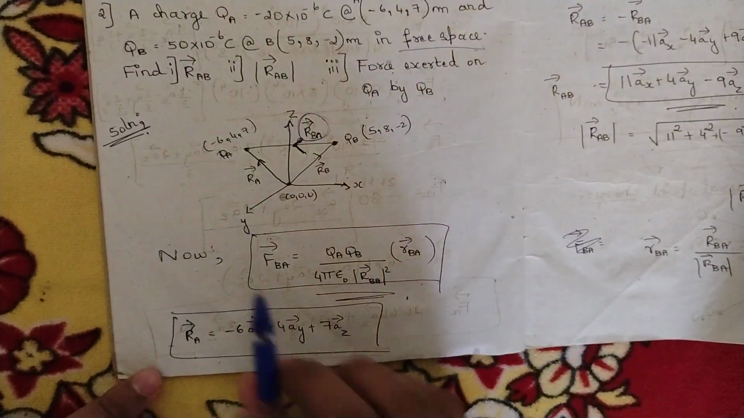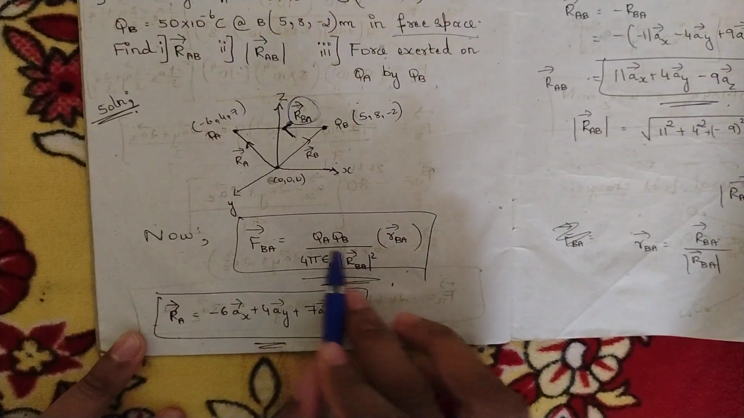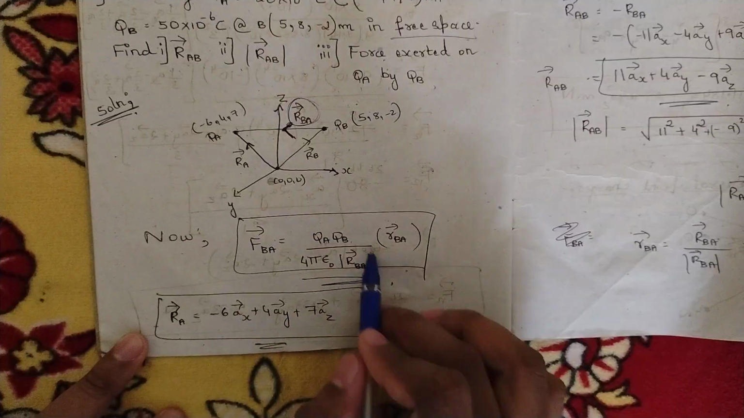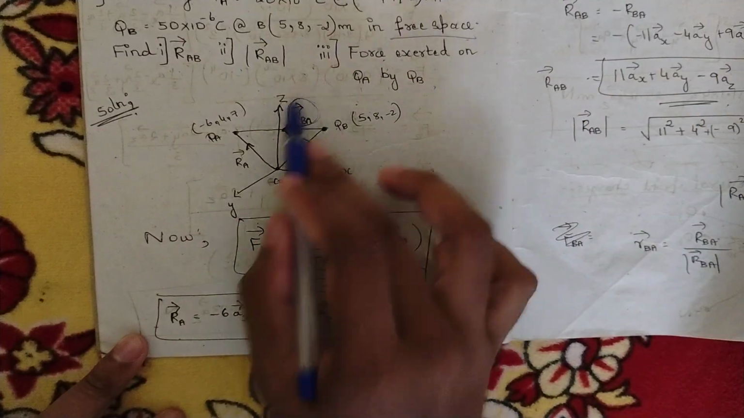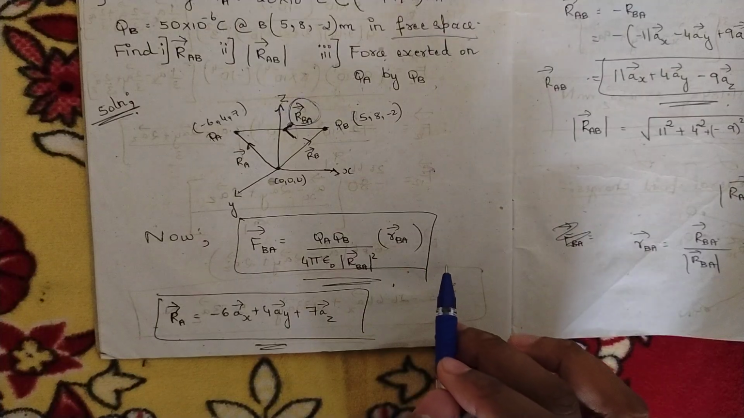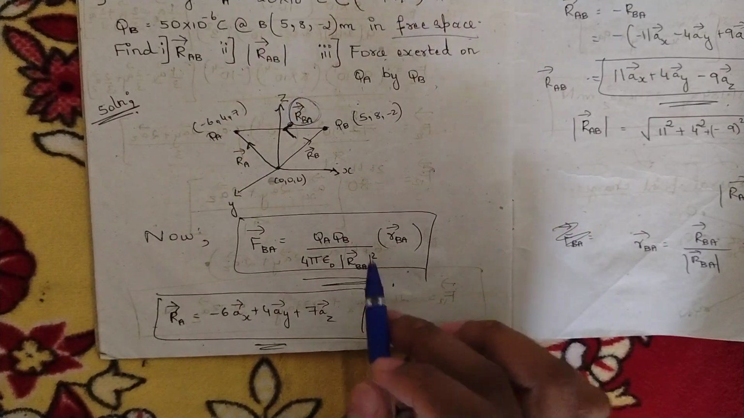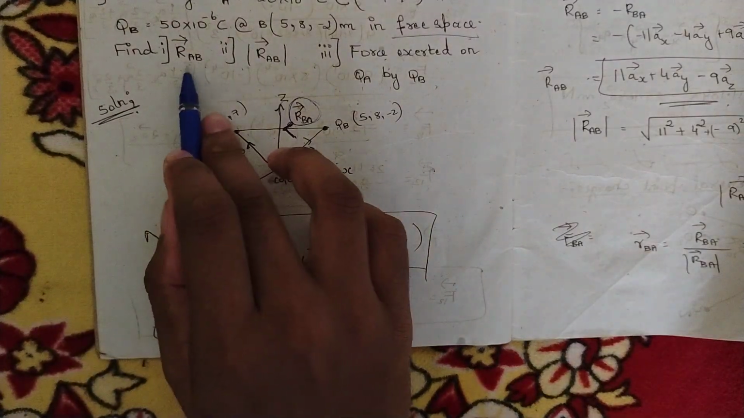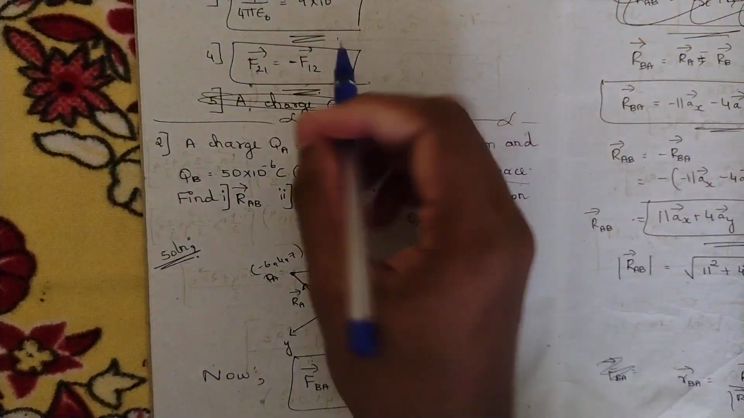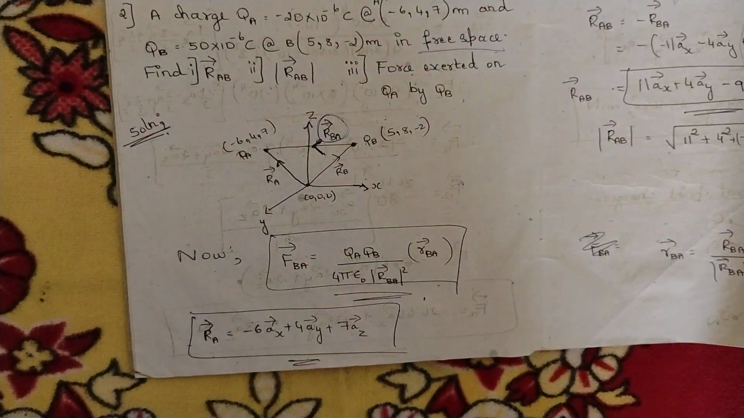According to Coulomb's law, write the equation FBA is equal to QA QB, the product of charges, divided by 4 pi epsilon naught times the magnitude of RBA squared, into the unit vector RBA. But if you observe carefully, we have it in terms of BA, while in the question they mentioned RAB. So for further solving you should keep this note in mind, and only then can you solve this problem.